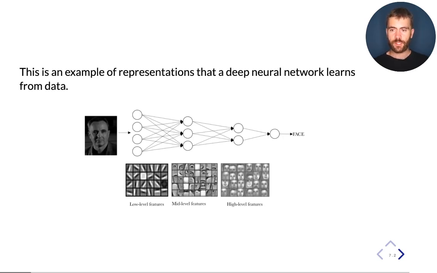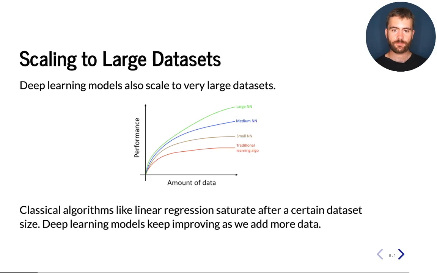They learn these representations purely from data. The neural network doesn't know a priori what a face is or what a nose is. And these neurons are organized in increasing levels of abstraction. This is very characteristic of deep learning algorithms, and a lot of the success of deep learning models is attributed to their ability to learn these hierarchical representations.